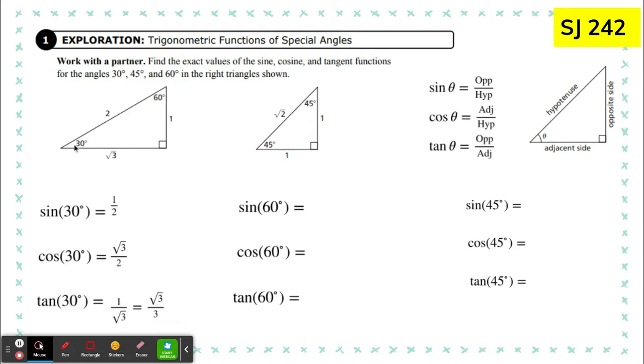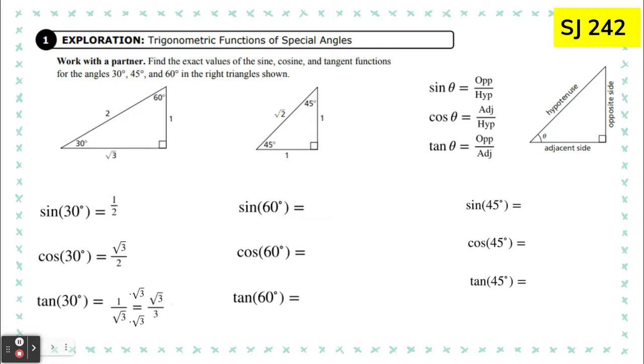And then tangent is opposite over adjacent. So opposite is 1, square root of 3 is adjacent. Remember to not leave radicals under the denominator, so always rationalize that denominator. So multiply top and bottom by that square root of 3. The bottom is 3, and the top is square root of 3.